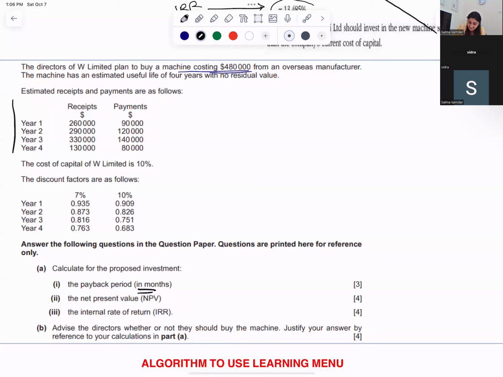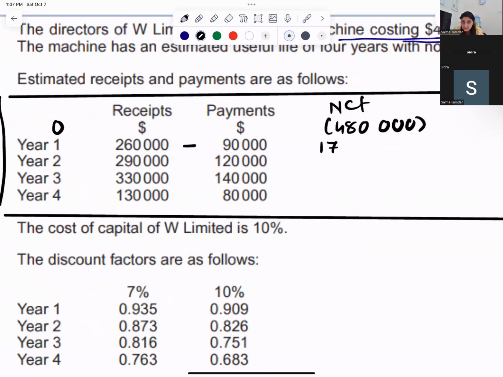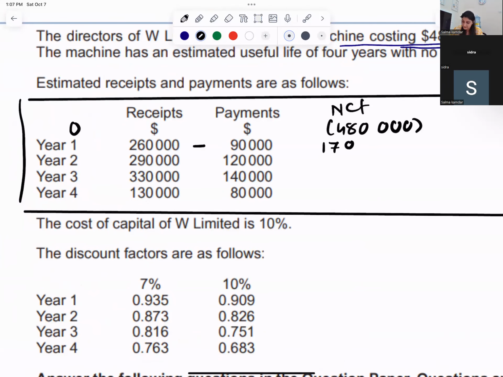So what will you do with this entire table? First, you need to know the net cash flow. So first you'll write negative 480,000. And this will be how much? Receipts minus payments. So it will be 170,000. Then again 170,000. Then it's 190,000, and then 190,000 for year 3. And then it's 50,000.